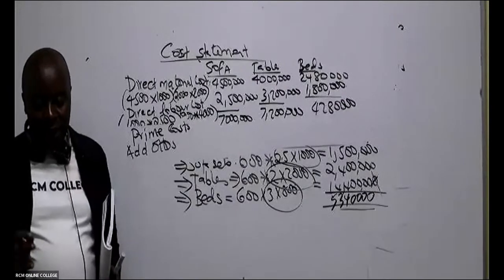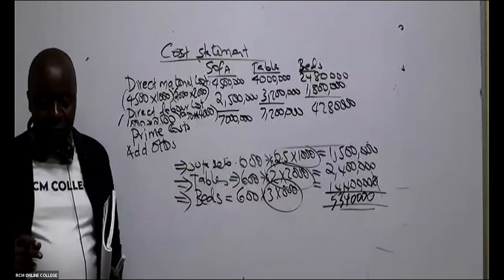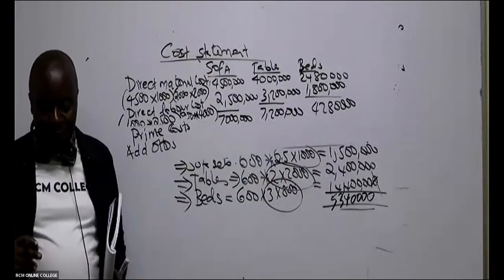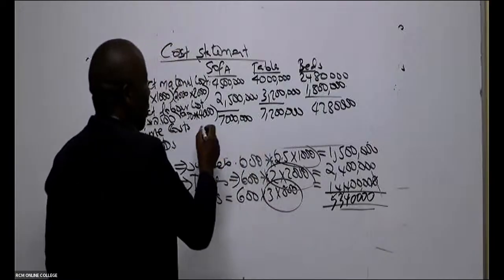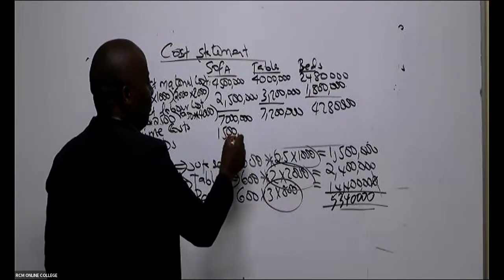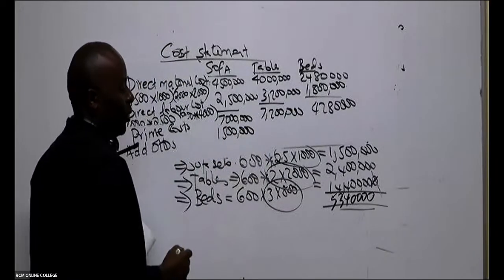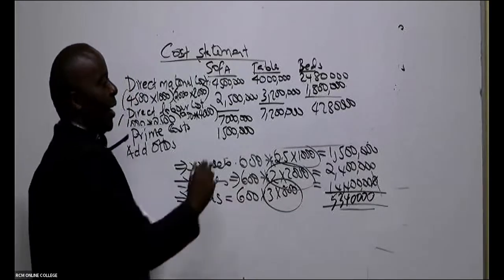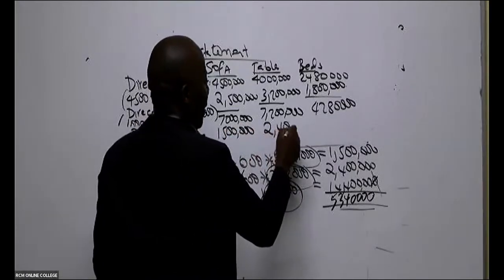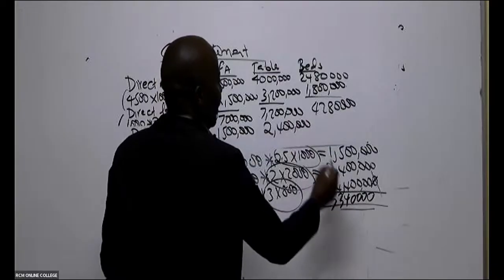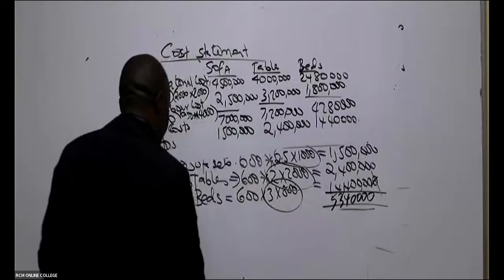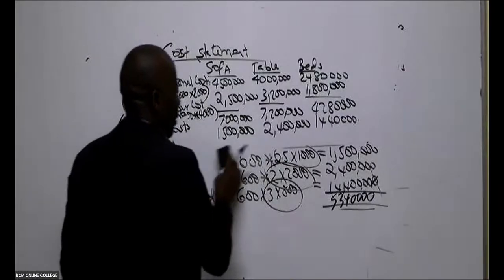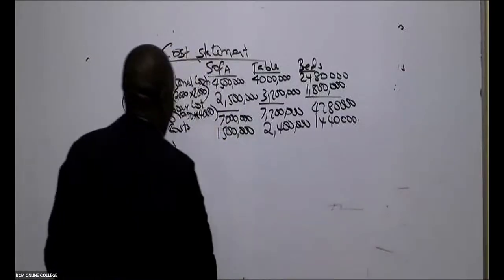Are you able to see the overheads? Oh, yes, we're able to do them here. So the first set is 1.5 million. Is that okay? And then tables is 2.4 million. This is what here, somebody? 40,000. That is it.